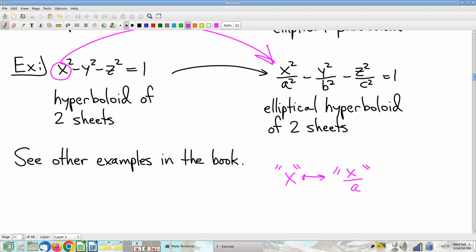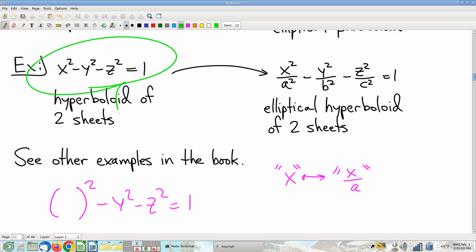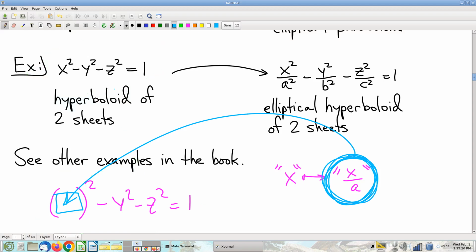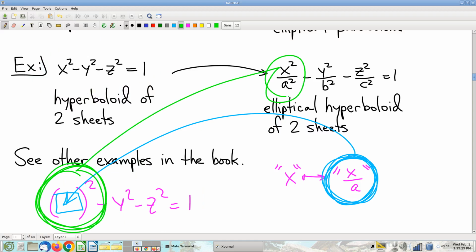And let me stretch out the algebra just a little bit here to show you what's going on. x is something that's squared, and then minus y squared minus z squared equals 1. This is, if you will, kind of what we have to start off with. And this is where x went. So what is it that I would have to put in that place in order to make this result here, x squared over a squared?